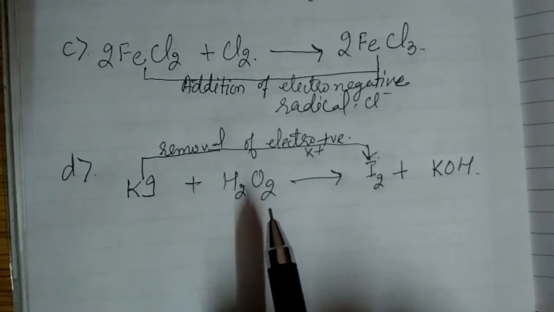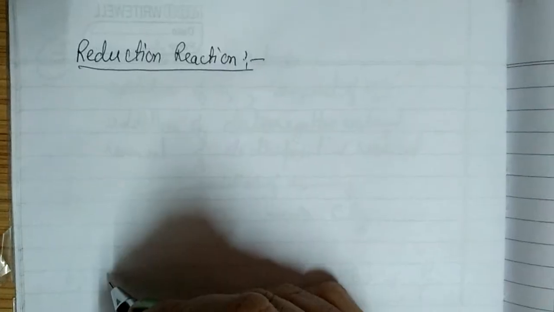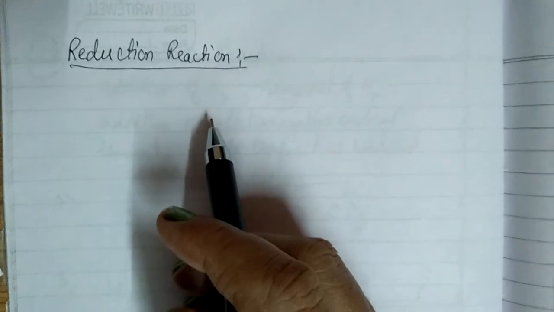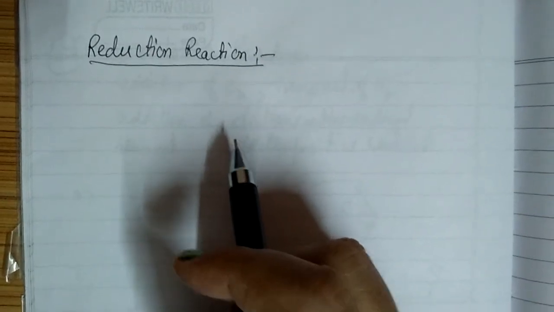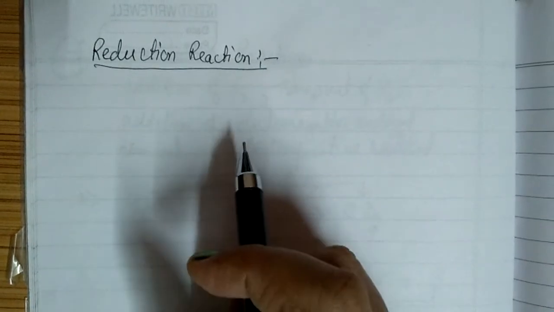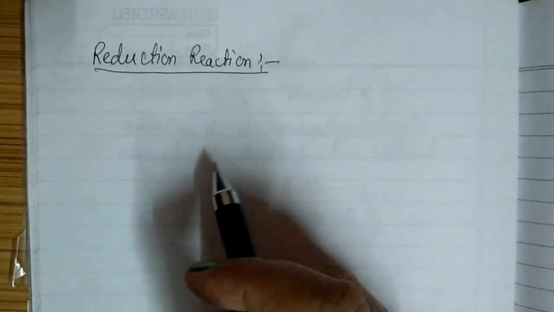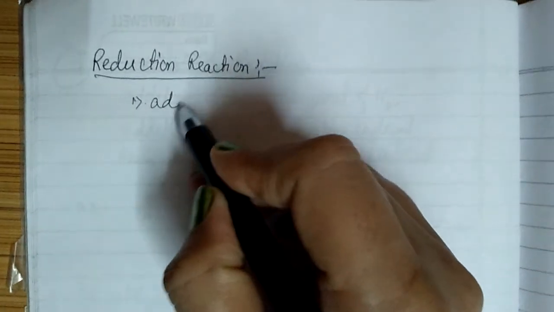Try with more examples. Now let us move to the next one, that is the reduction reaction. Again, the reduction reaction is the process which involves the addition of hydrogen or any other electropositive radical, or either the removal of oxygen or any other electronegative radical. So what are the 4 conditions here? The first condition in the reduction reaction is the addition of hydrogen.